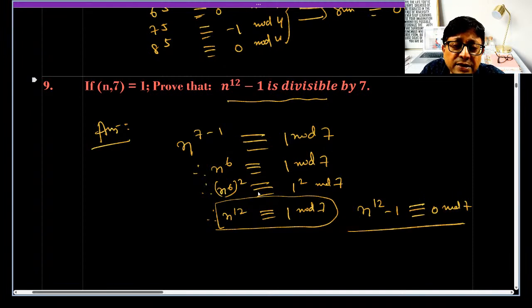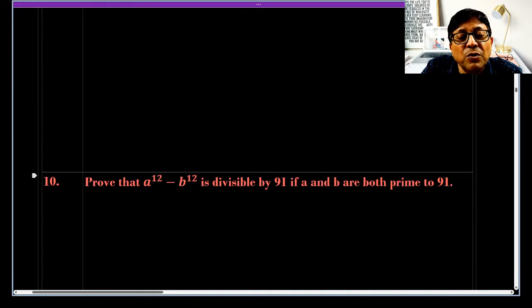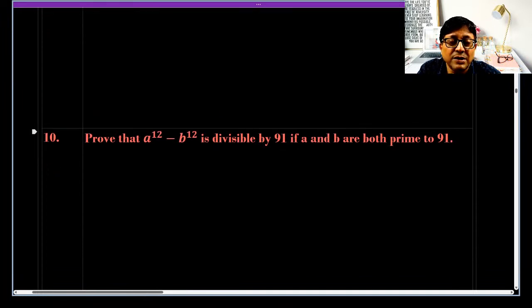Completely divisible by 7, n to the power 12 minus 1. See how interesting this is? Any digit to the power 12 minus 1 is divisible by 7. These are marvels of number theory. So many things are there in number theory to invent, to describe, you won't believe. Go for next one. Prove that a to the power 12 minus b to the power 12 is divisible by 91 when a and b are both prime to 91.